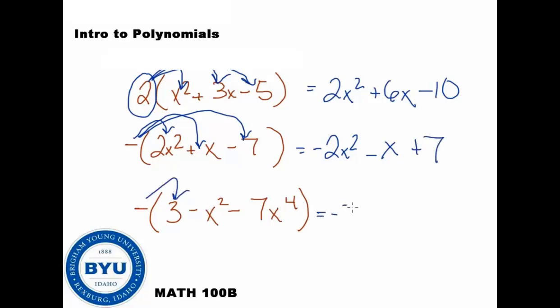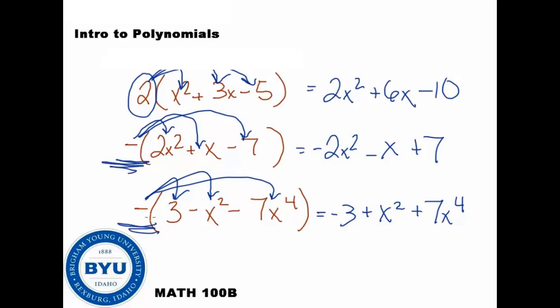Same here. We would get minus 3. The sign would change here. It would become plus x squared. And then the sign would change here as well, giving us plus 7x to the 4th. If we think of negatives this way, this will really help as we start subtraction, because for all subtraction problems, when we do polynomials, it helps to distribute the negative. Let me show you an example.